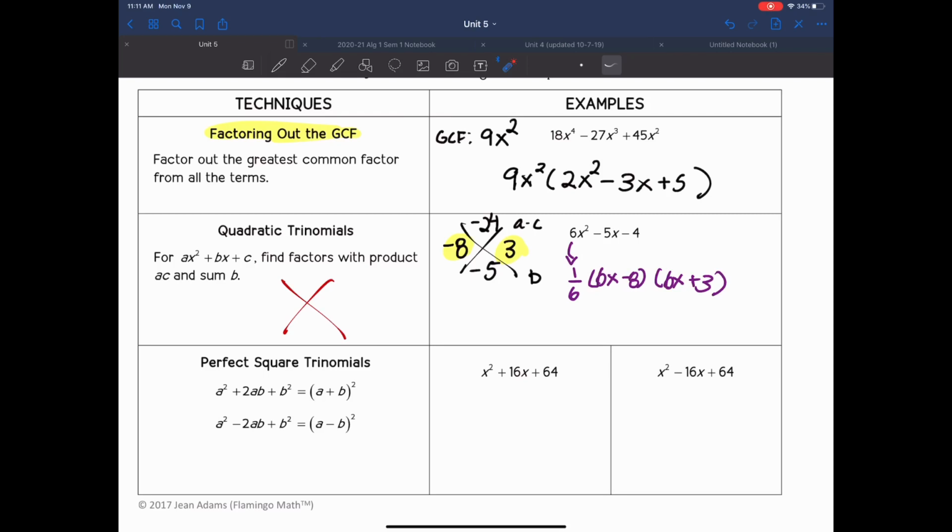But one of the things that I can do is pull some stuff out of either of these binomials. Let's look at the second binomial. I have 6x plus 3. There is something in common with 6 and 3. I can pull out a 3 here.